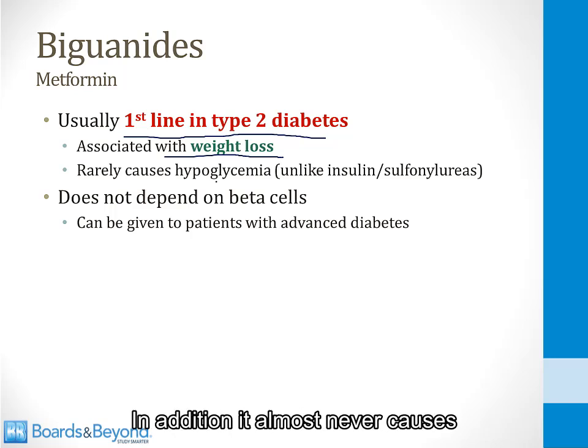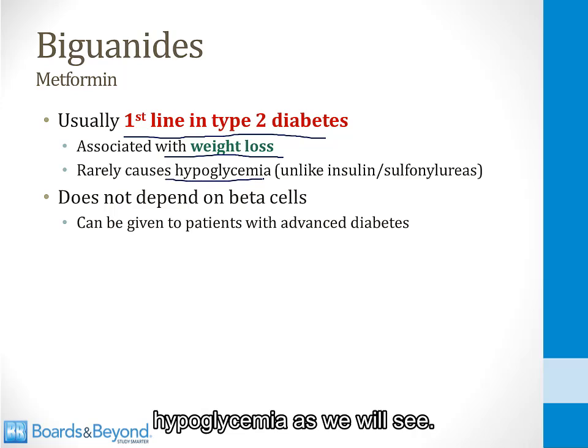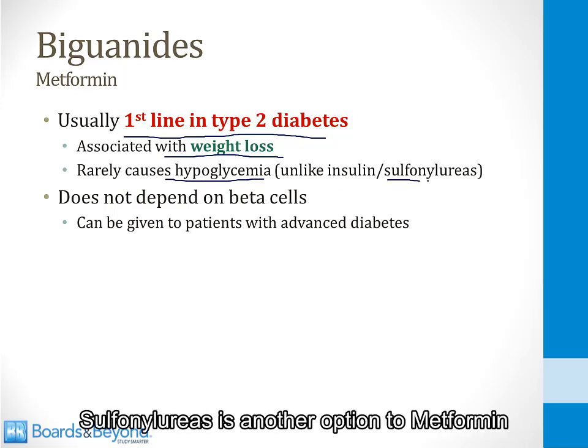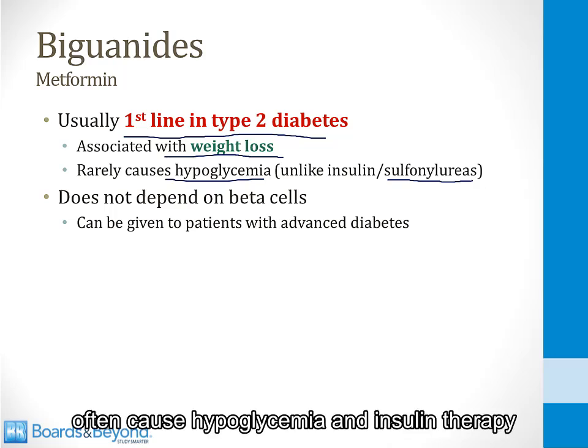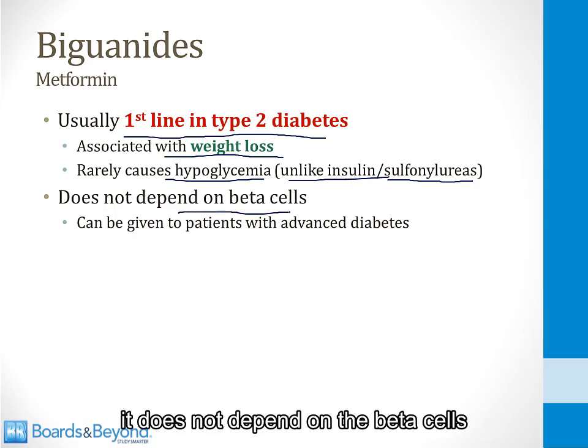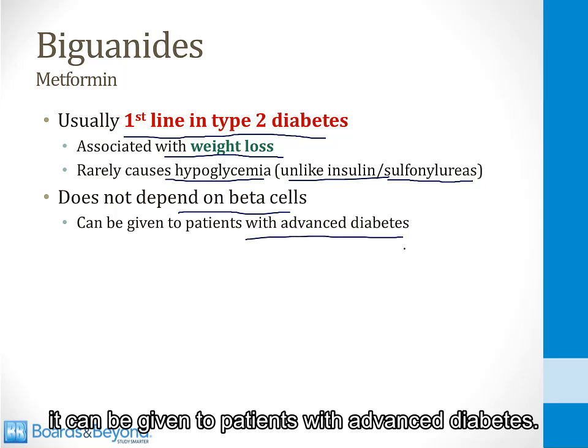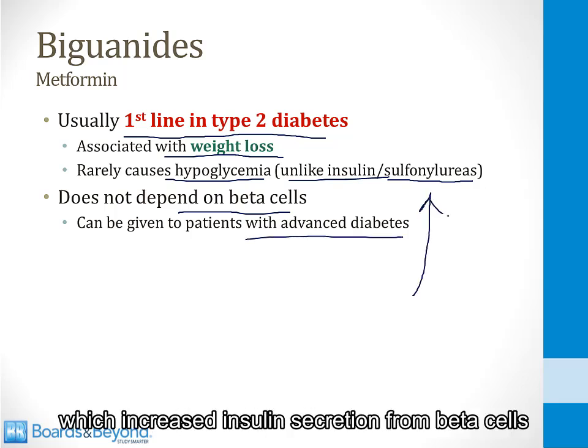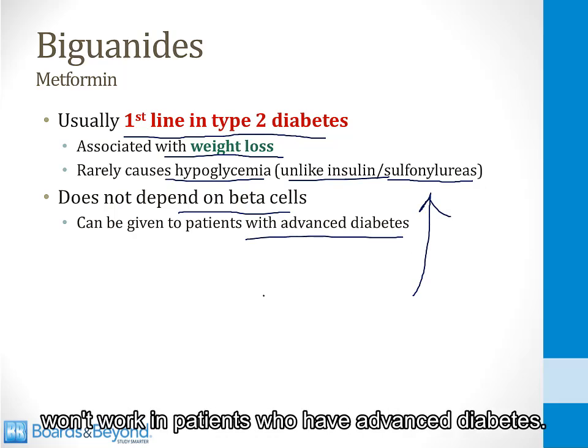In addition, it almost never causes hypoglycemia. As we will see, sulfonylureas, another option to metformin, often cause hypoglycemia, and insulin therapy can also cause hypoglycemia. Another advantage is that it does not depend on the beta cells. It can be given to patients with advanced diabetes. Drugs like sulfonylureas, which increase insulin secretion from beta cells, won't work in patients who have advanced diabetes.